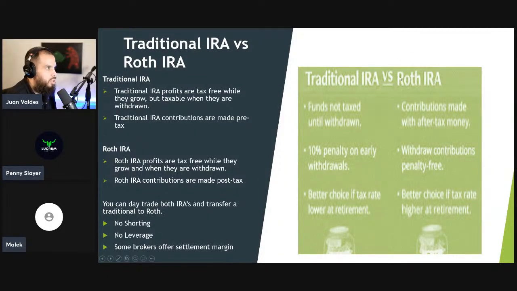So this person maybe will want to do Roth because they want to get taxed while they're in a lower tax bracket, and by the time they retire, it's going to be a much higher tax bracket. So they'll choose the Roth for them.